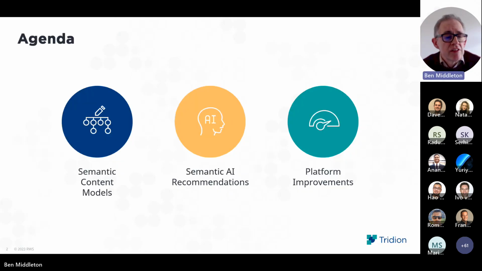I'm going to cover three areas today. First up will be around what we call semantic content models. Then I'll talk a little bit about the improvements we've made in our semantic AI feature, and in particular, the recommendations feature that we've introduced. And then finally, I'll talk a little bit about some platform improvements, focusing on some performance improvements we've made to our platform.